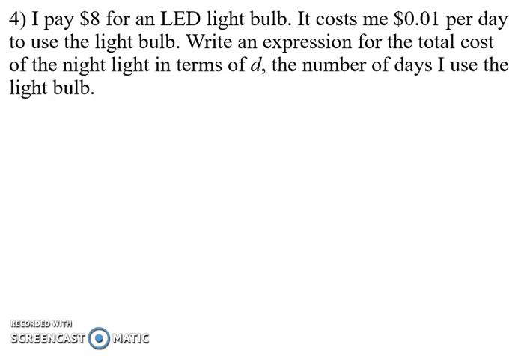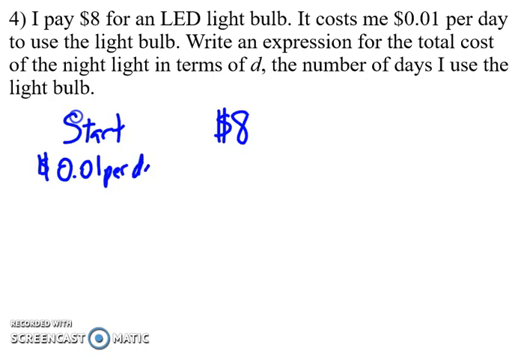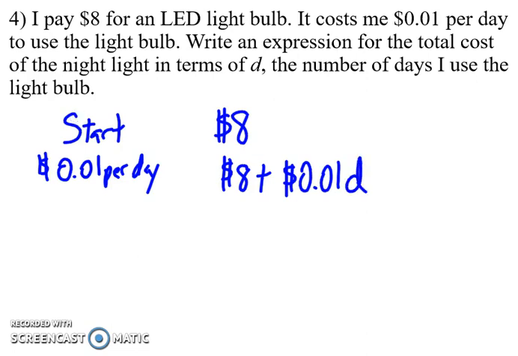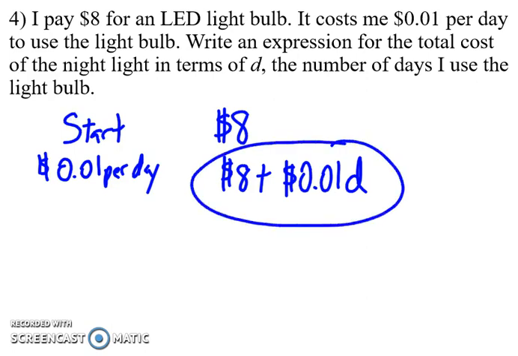My last expression. Here it says I pay $8 for an LED light bulb, and it costs me a penny per day to use the light bulb. Write this expression for the total cost of the night light in terms of D, the number of days I use the light bulb. Okay, so here I start actually with the amount that I spend, which is $8. Then I know that it is one penny per day. This means that my initial cost plus my penny for every day, and I don't know how many days I have, so I would multiply it by D, which will represent the number of days that I may have.